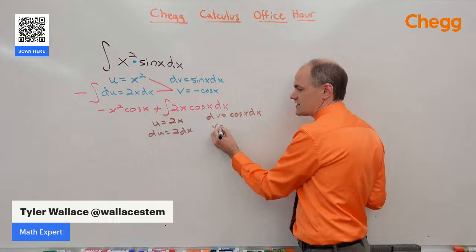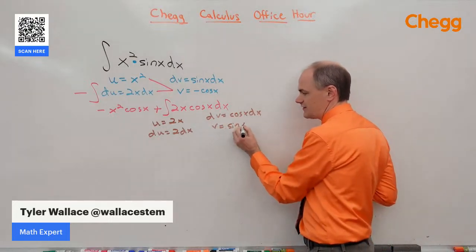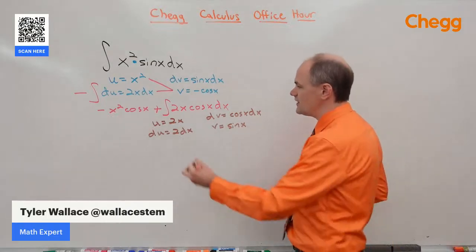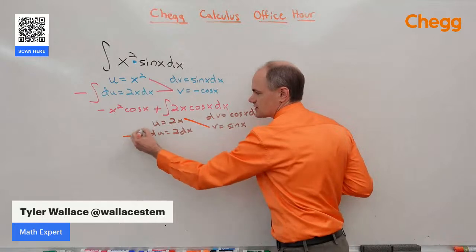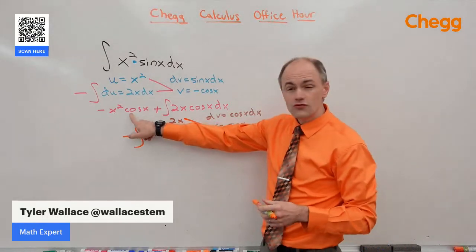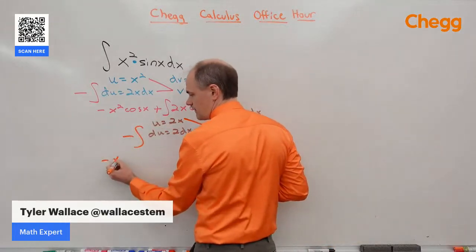We take the antiderivative to get v. The antiderivative of cosine is just the sine of x. And then we can do much the same thing. We're going to take u times v, and we're going to subtract the integral of v du. When I do that, don't forget we've got this negative x squared cosine x out front.